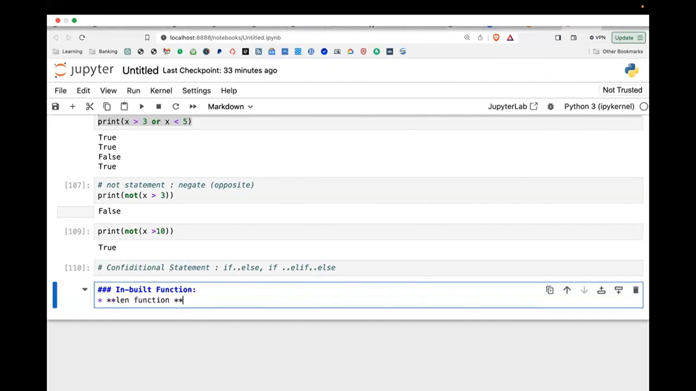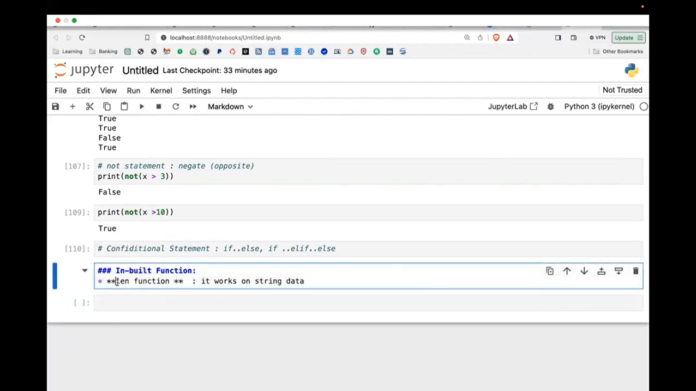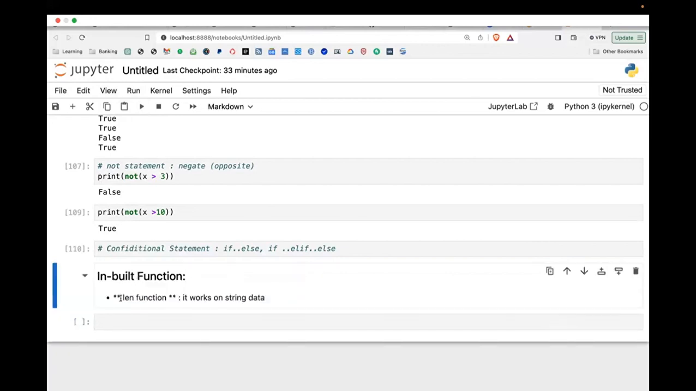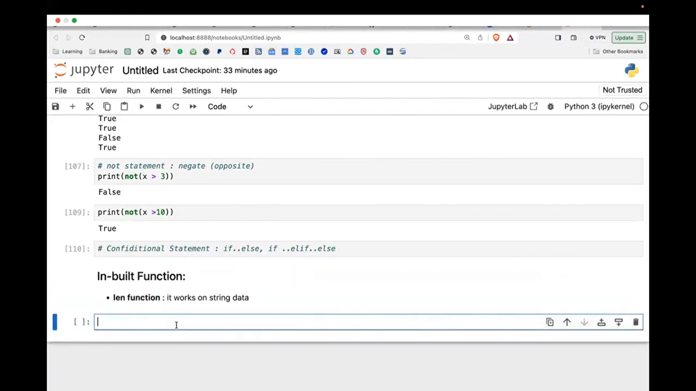What exactly does it work on? It works on string data. You got it? What exactly happened? Why is it not doing it? I'm not sure. It should be doing it. Not doing it. Wait a minute.